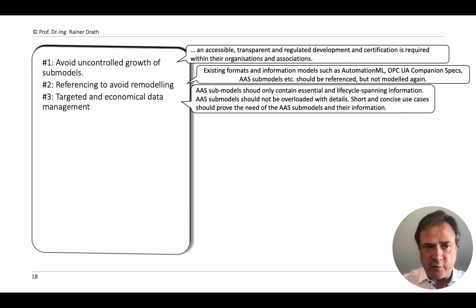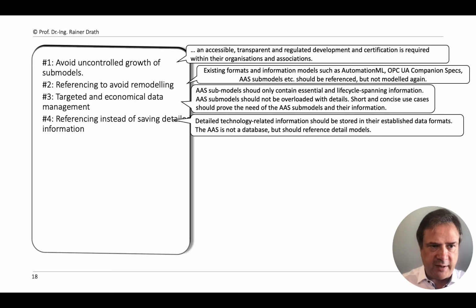Number 3, we propose a targeted and economical data management. The AAS submodels should only contain essential and life-spanning information. This really simplifies the standardization of submodels. And the AAS submodels should not be overloaded with details. Every little property requires a short and conscious use case to prove the need for its existence in the AAS submodels. Some people believe submodels should contain everything because we might use it in future, but please consider that standardization is a long-term effort, and that's why please focus first on what you really need.